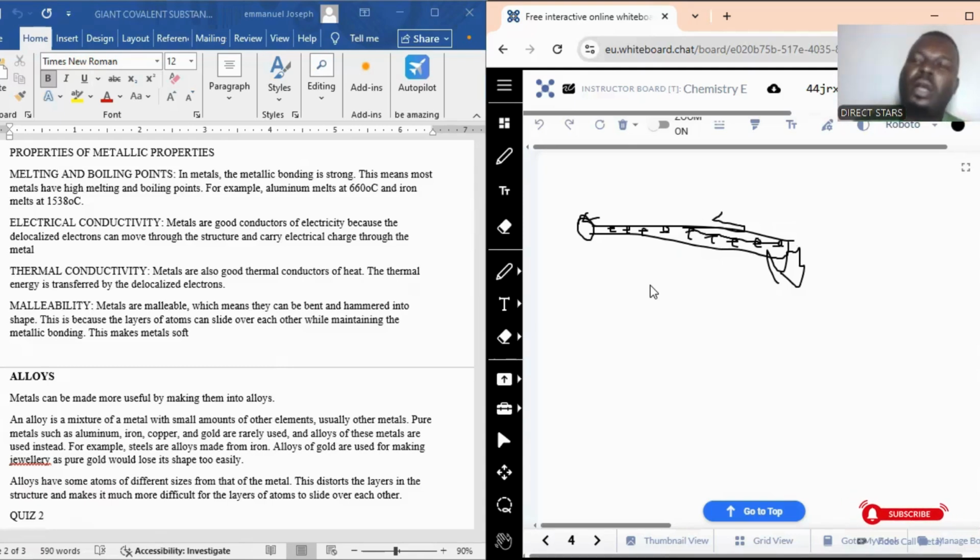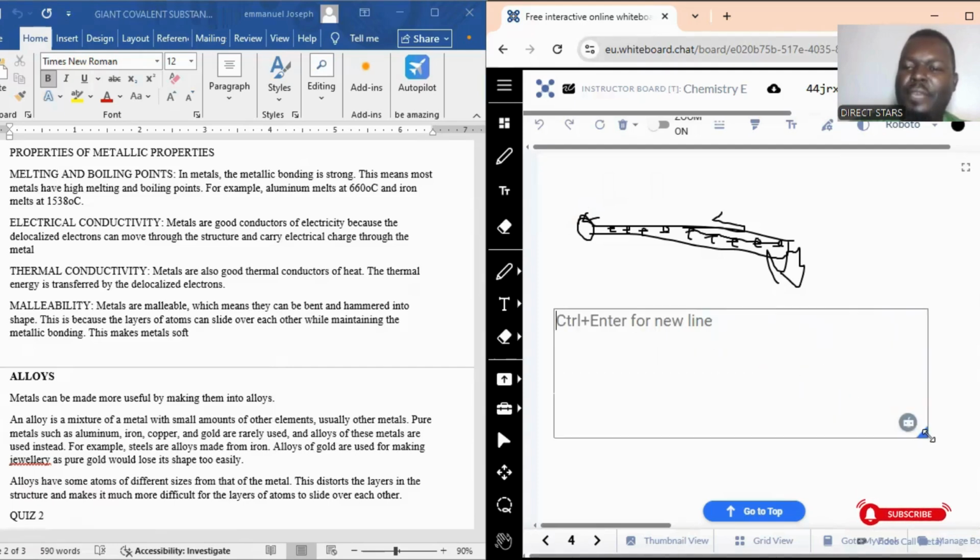Malleability. Metals are generally malleable, which means they can be beaten into various shapes. This is because they have layers of atoms that can slide over each other, like sheets arranged on each other that can slide over each other. So I want you to take note of these basic properties and the reason why they behave so.